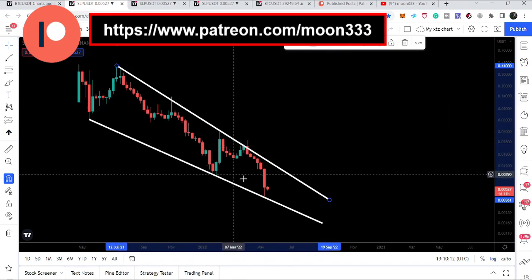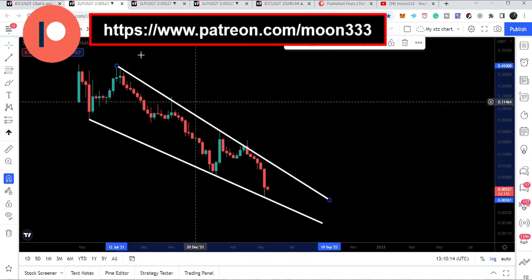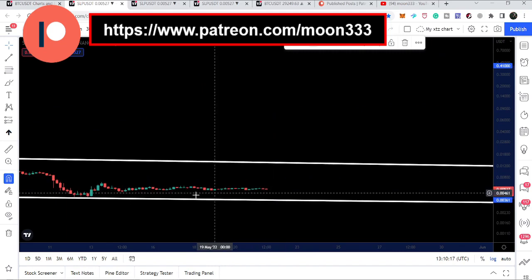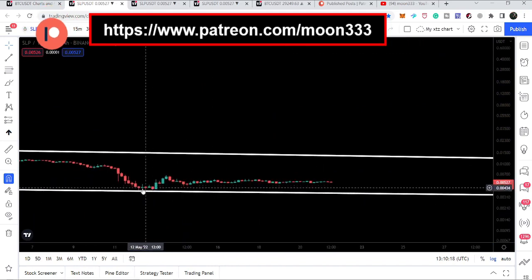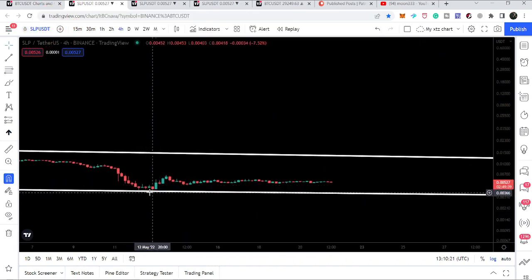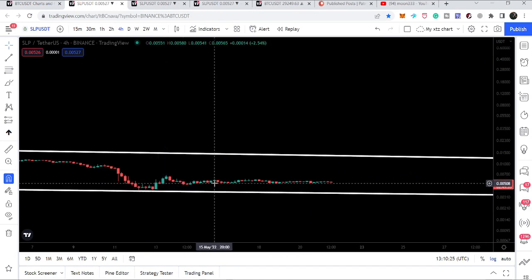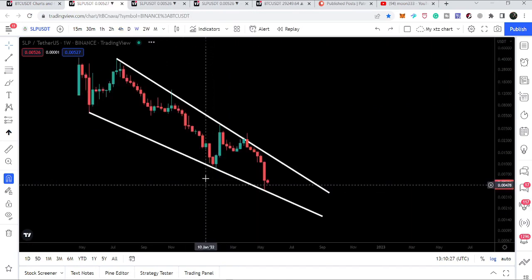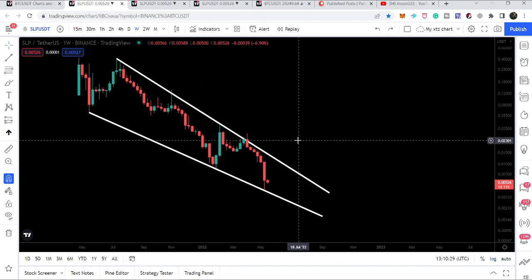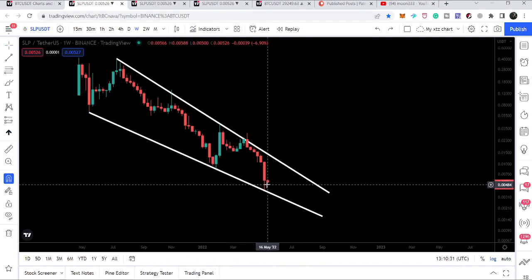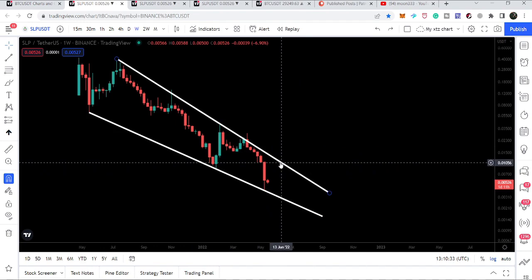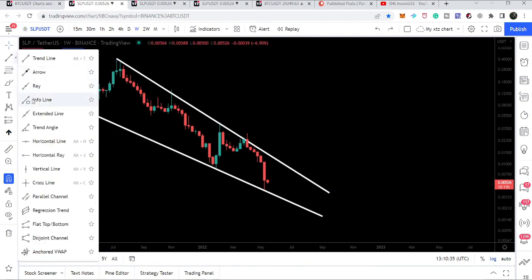And we have few touch points at the support as well. And right now you can see after hitting this support, it is more confirmed that the SLP token is respecting this support of the bigger wedge, and right now it is being consolidated above this support level of the bigger falling wedge.